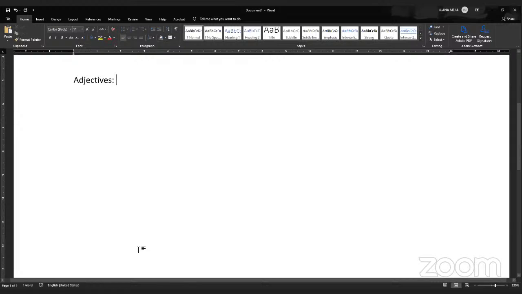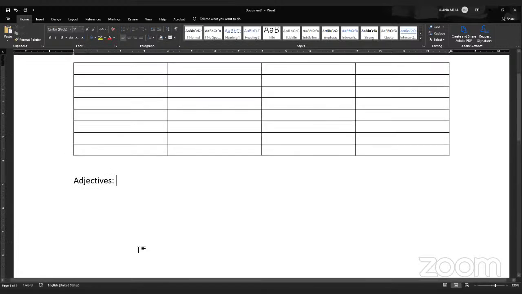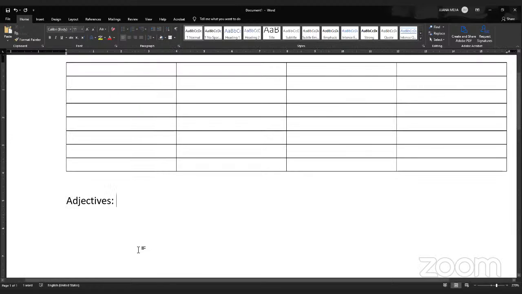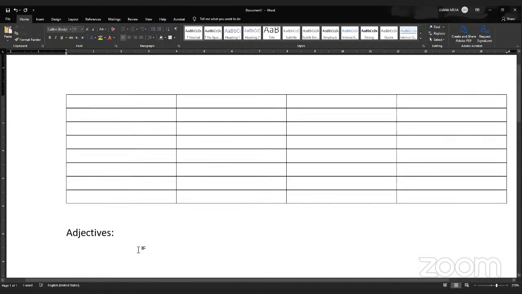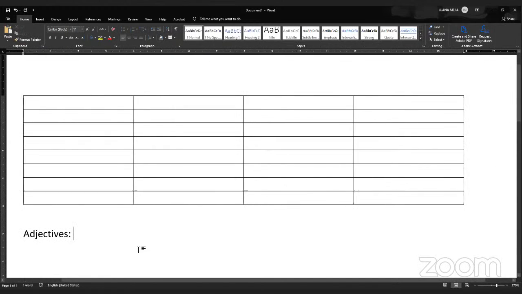Remember, nouns are considered people, animals, or objects. Nouns can be subdivided into countable and uncountable nouns. But today we are not going to study nouns. Let's focus on adjectives. For this reason, guys, I inserted a table, you see, 4 different columns.